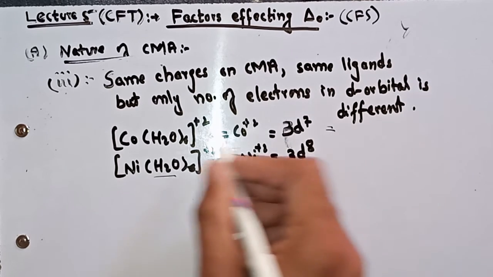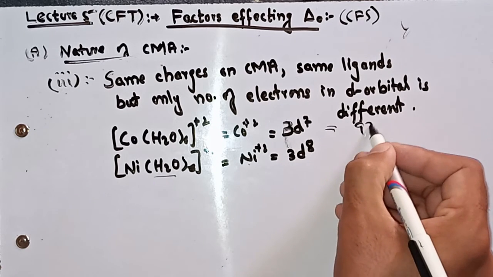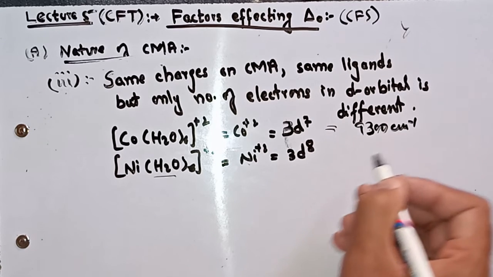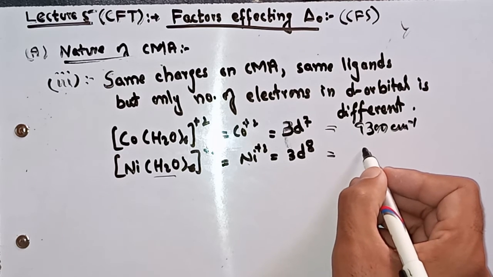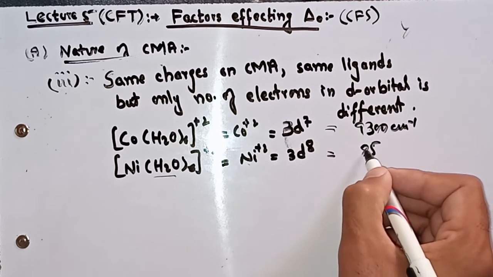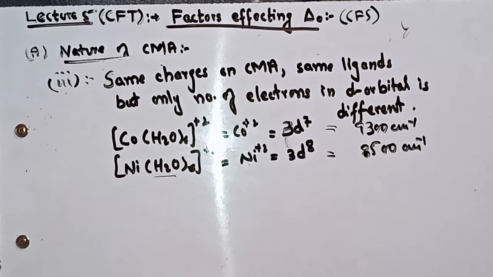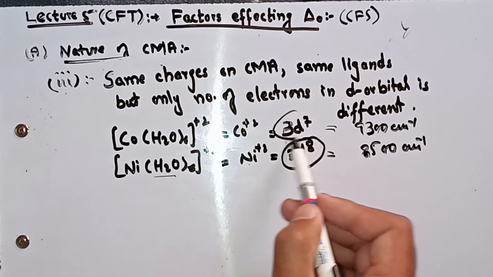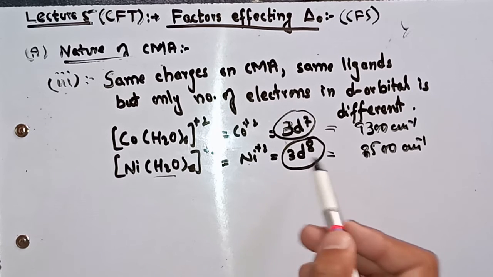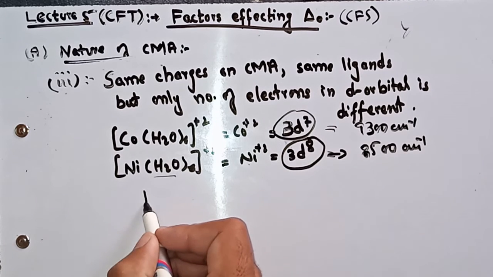The experimental value of del naught for this cobalt complex is 9,300 centimeter inverse, while for the nickel complex the experimental value of the del naught splitting is 8,500 centimeter inverse. So let us see: the higher the number of electrons in the 3d system, the higher the electrons in the valence shell, the lower will be the crystal field splitting.